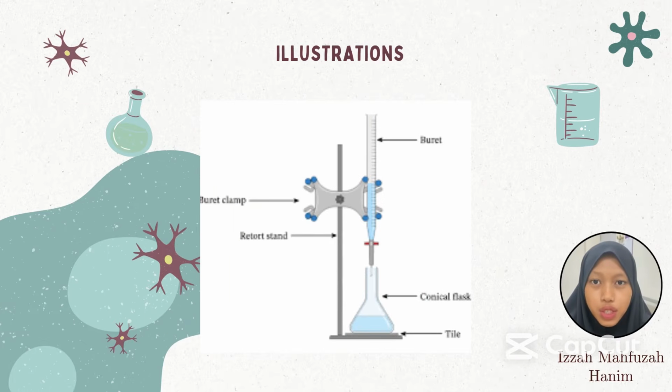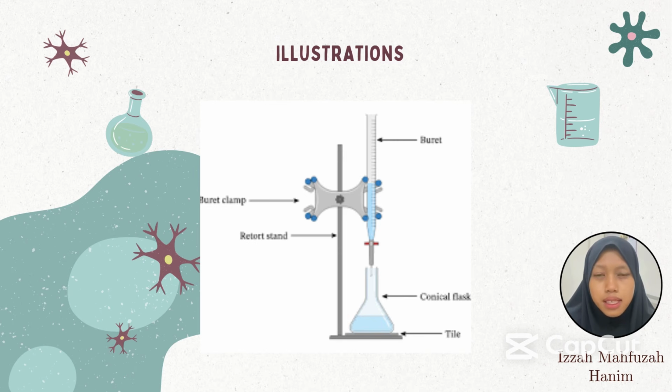This illustration shows the standard setup for a titration experiment. At the top, we have the burette, which is used to accurately deliver the titrant, which is a solution of known concentration. The burette is held securely in place using a burette clamp, which is attached to a retort stand for stability. Below the burette, we have a conical flask placed on a white tile. The conical flask contains the analyte or the solution being tested.